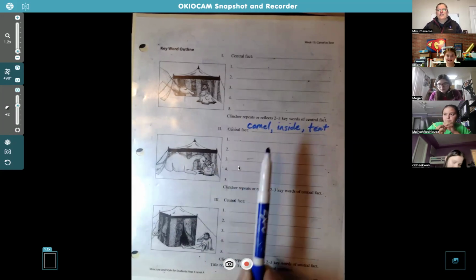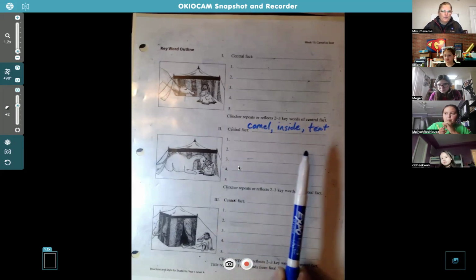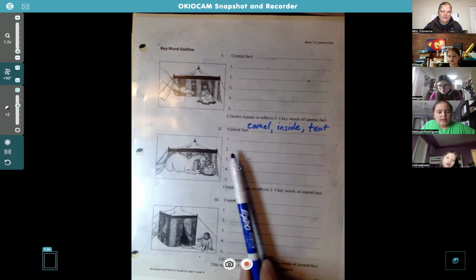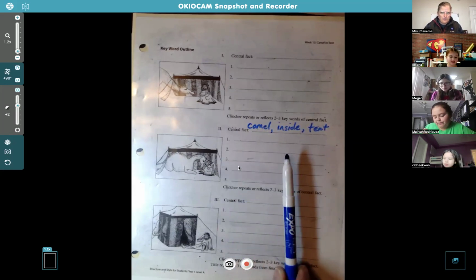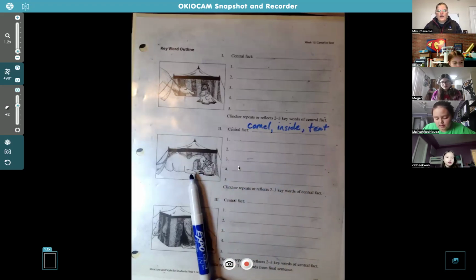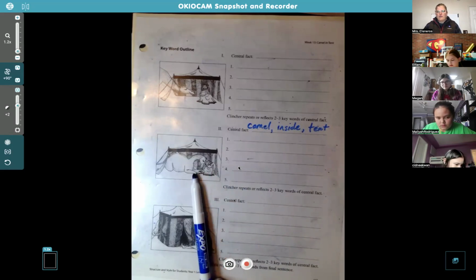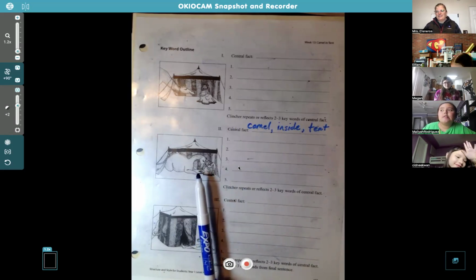So start writing down some keywords here with what you want to put in your story. Everybody's is going to be a little bit different. You guys all have different ideas. So start putting down some notes here for yourself about what's happening. And then what do you think? Because I'm wondering if the camel smells. What do you think the camel would smell like in a little tent like that? What do you think, Sydney?